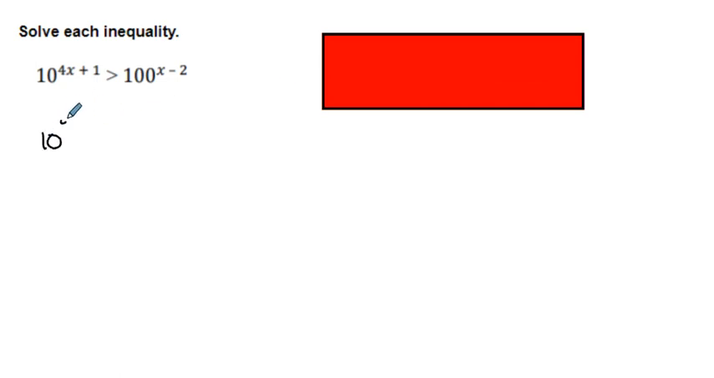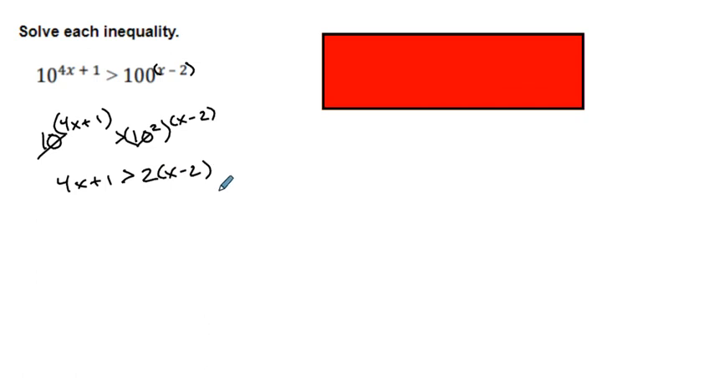So let's rewrite this. So we got 10 to the 4x plus 1, and I'm going to put these in parentheses, is greater than, I'm going to write this as 10 squared and put this in parentheses, and then I'm going to take this and put it like this. Now, if you remember what we do when we have an exponent here and an exponent here, whenever you're taking a power and raising it to another power, you multiply the exponents, right? So it's like getting rid of this, and then you get 4x plus 1 is greater than 2 times this whole thing. So we're going to go 2 times x minus 2, right?